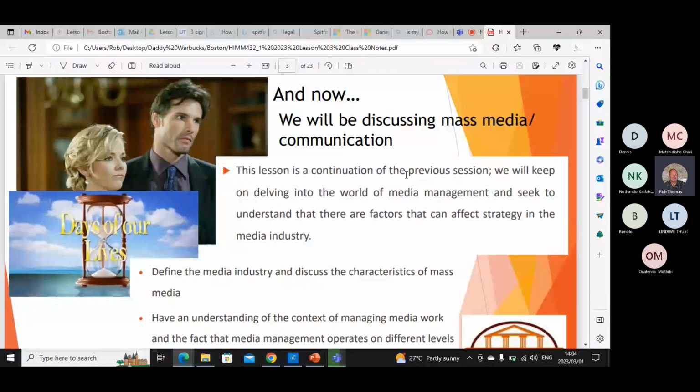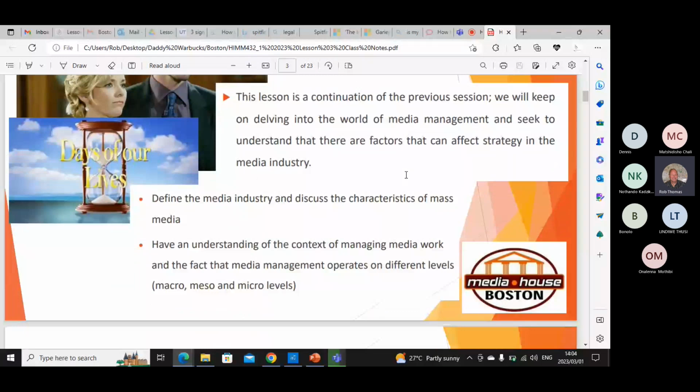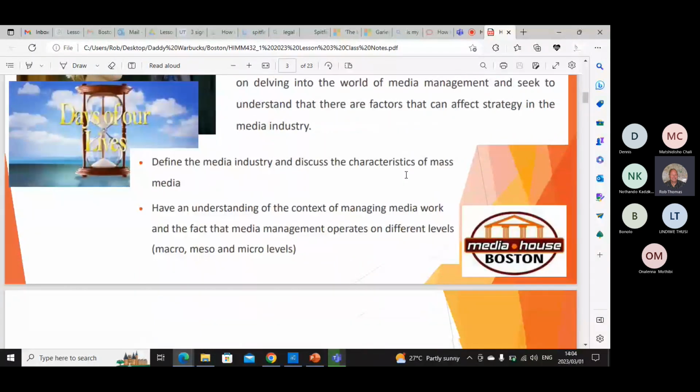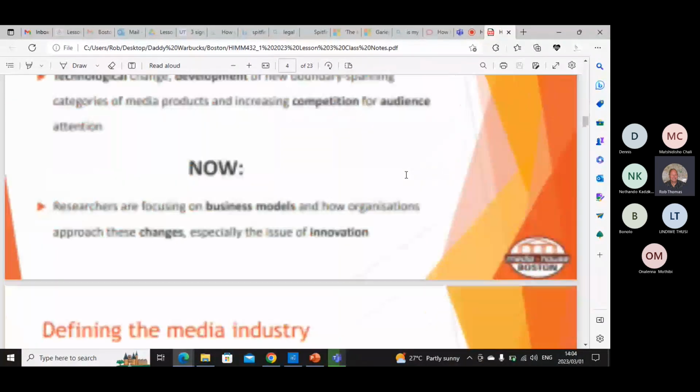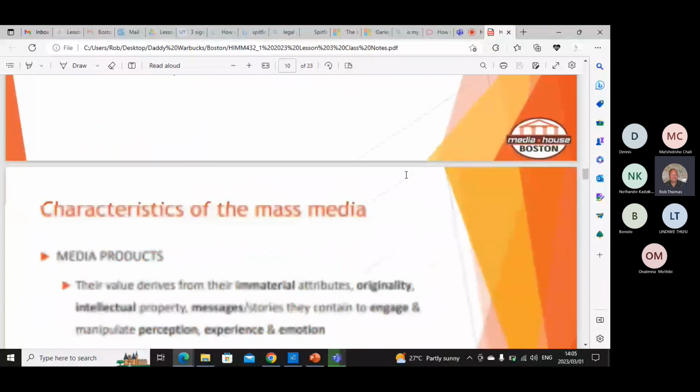We will keep on delving into the world of media management and seek to understand that there are factors that can affect strategy in the media industry. We define the media industry and discuss the characteristics of mass communication or mass media, and we have an understanding of the context of managing media work and the fact that media management operates on different levels, macro, meso, and micro levels. Okay, so I'm going to skip past this because we did this all last week, and then I'm just going to continue where we were.